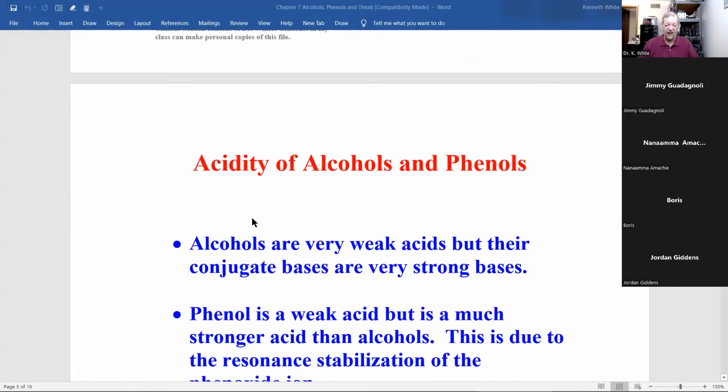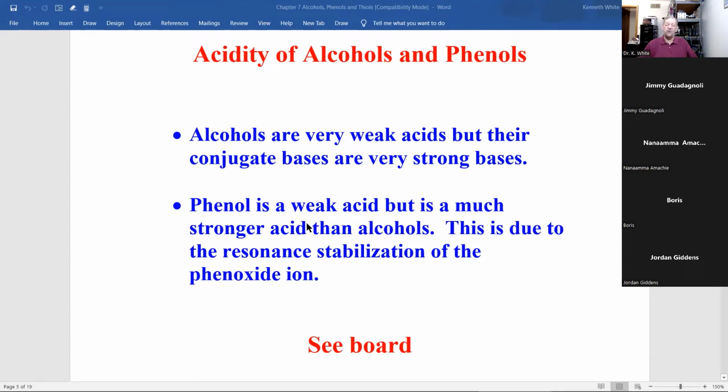Now, the next slide, again, the switch is in the off position, but it's still important to know the acidity of alcohols and phenols. Alcohols are very, very weak acids. Remember, an acid under the Bronsted theory of acids and bases, which I'll never ask on a test or final, is something that's a proton, H plus, donor. And it turns out alcohols are really, really weak acids, but their conjugate bases are strong bases. I'll show you this in a second.